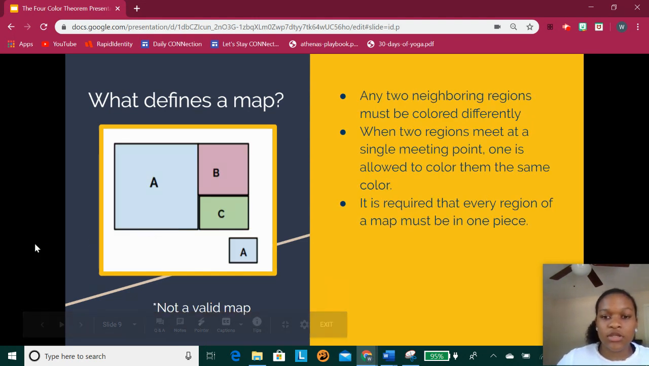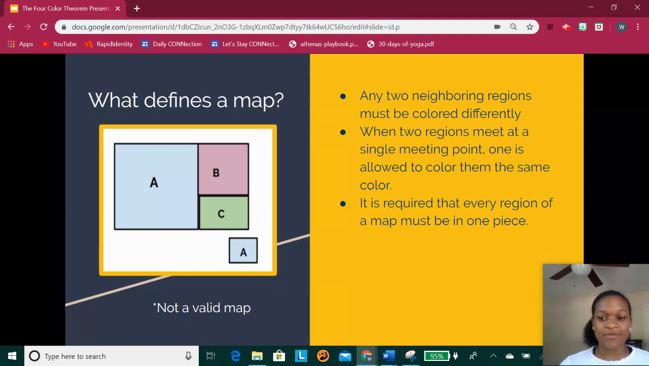So to continue, any 2 neighboring regions must be colored differently according to the four-color theorem. As you see in this picture, all the regions in that map are colored differently because they're all neighboring. When 2 regions meet at a single meeting point, one is allowed to color them the same color. And lastly, it is required that every region of a map must be in one piece.